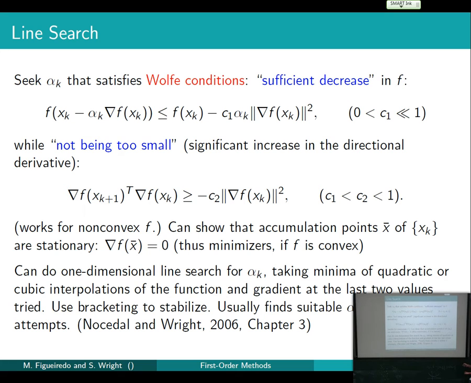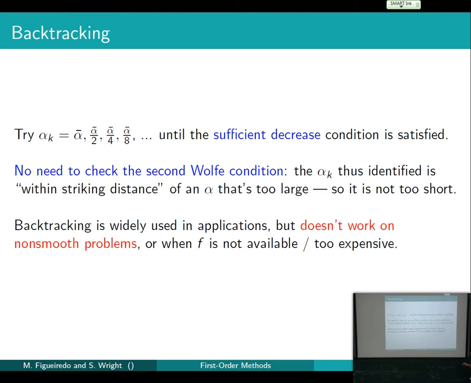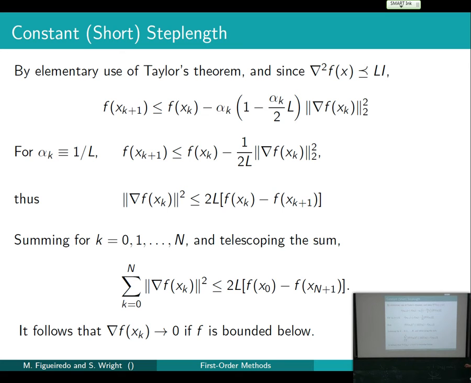If you're able to evaluate f without much trouble, you can just do a one-dimensional line search for alpha k, and you can prove that within a fairly small number of iterations, if you're reasonably clever, you can find an alpha k that satisfies both of these conditions. Okay, backtracking also works. I won't talk too much about that.